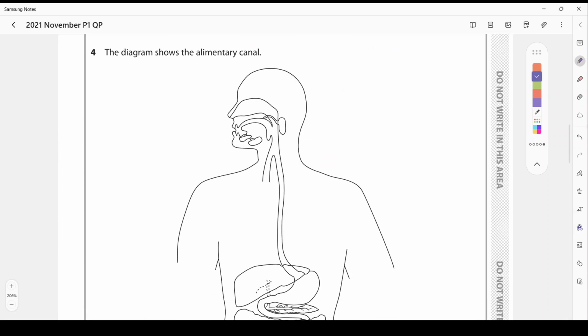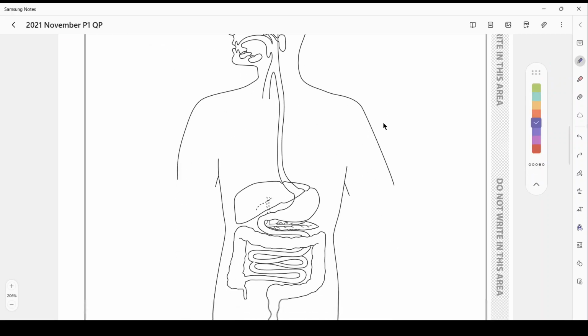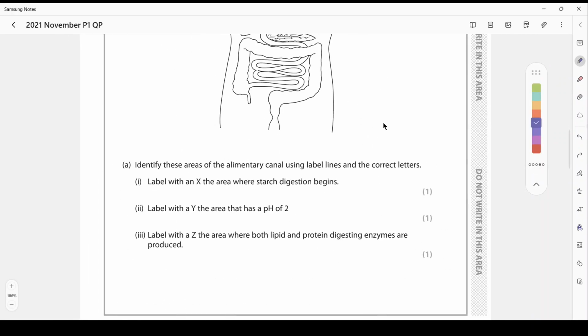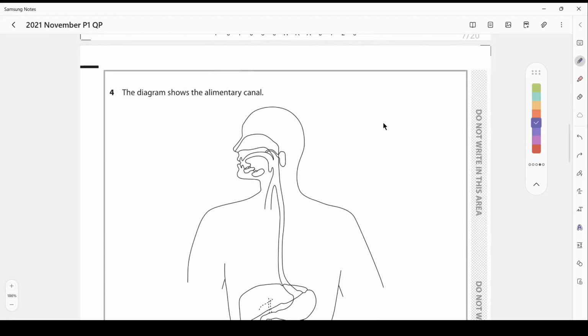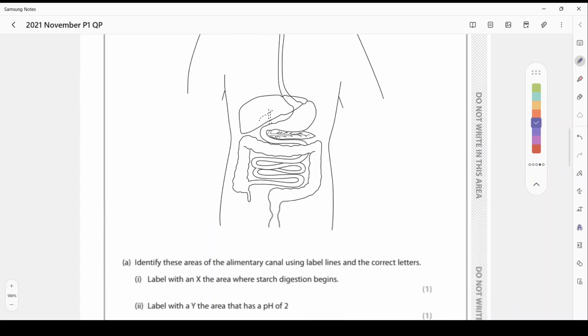The diagram shows the alimentary canal. Okay, let's scroll down. It says identify the areas of the alimentary canal using labeled lines and the correct letters. Label with an X the area where the starch digestion begins. So that would be the mouth. So I'm just going to label the mouth. Your mouth contains salivary glands, and the salivary glands secrete amylase, and amylase is the enzyme that is responsible for breaking down starch to maltose.